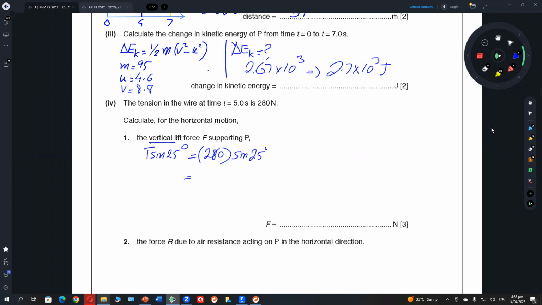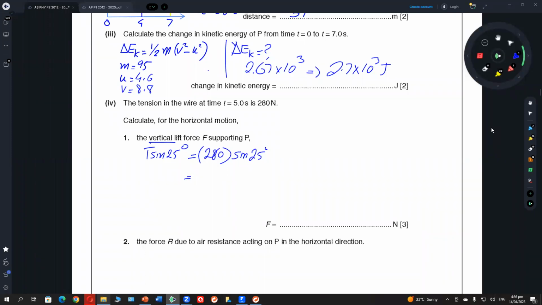Then you get the T sine component. T sine 25 is 0.43. No, but the complete into 280. The final answer I'm getting is 277.4. 280 into sine 25, how can it be more than this number? Sine always reduces the number, na?